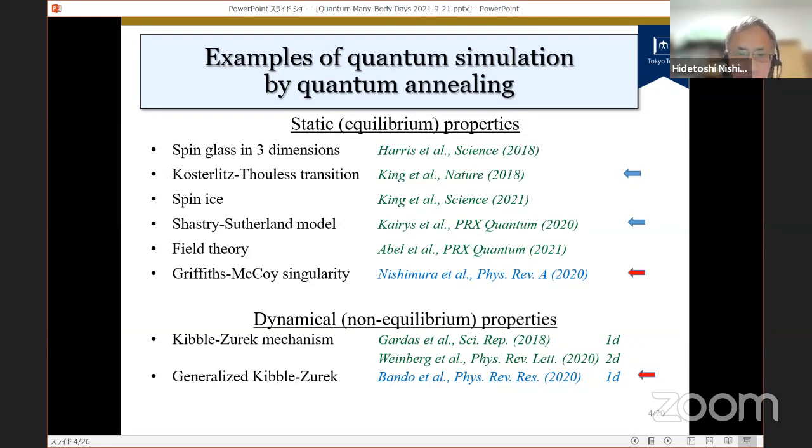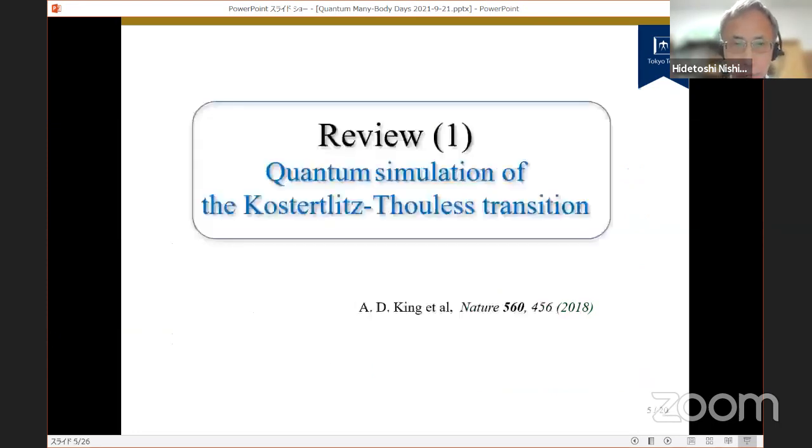And about the dynamical non-equilibrium properties, so far, most studies have concentrated on the so-called Kibble-Zurek mechanism. And I will explain how we realized quantum simulation on this problem in our recent work. So first, I will review the study by Andrew King and co-workers on quantum simulation of the Kosterlitz-Thouless transition.